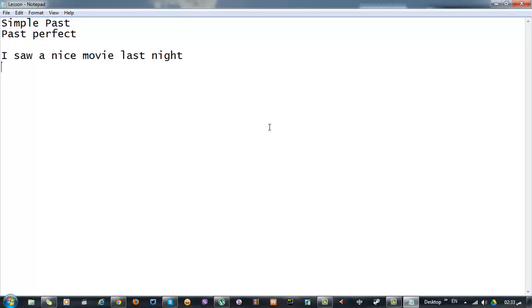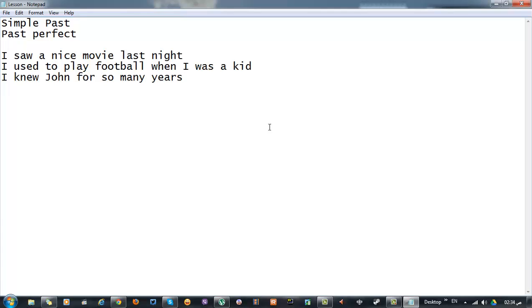You can also use the simple past to talk about past activities or habits that were true at a certain point of time. Like when I say, I used to play football when I was a kid. Here we're talking about a past habit that no longer exists. The third use is when you talk about a past state. For example, I knew John for so many years. So these are the uses of the simple past.